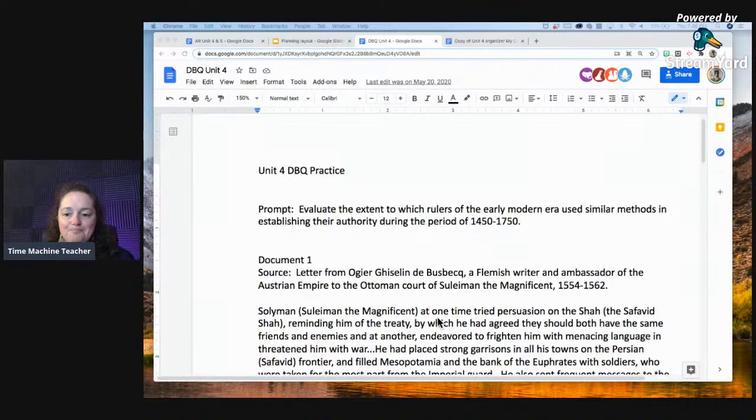Okay. All right. So let's look at our prompt. It says, evaluate the extent to which rulers of the early modern era used similar methods in establishing their authority during the period of 1450 to 1750. So I do want you to participate as much as you can tonight, because if you have any questions and feedback, that can be really helpful with these lives, because I'm here, I can answer your questions, or at least that's the point, right? Hopefully I can answer your questions. You're not allowed to ask me anything too hard. It has been a long day, but we'll see what we can do.